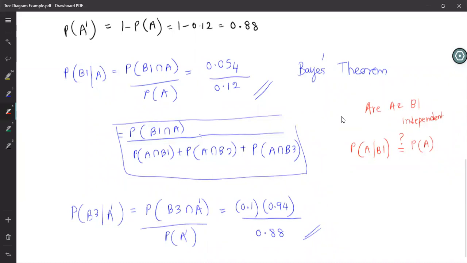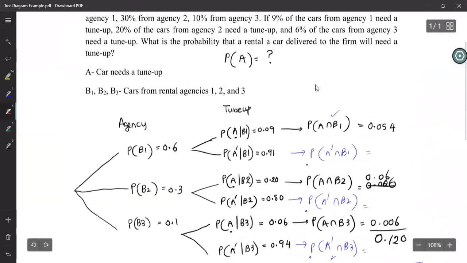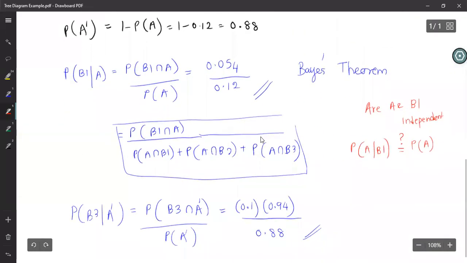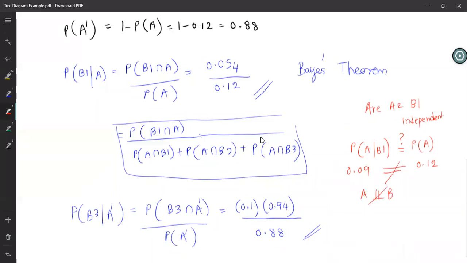The left-hand side is A given B1. What is A given B1? 0.09. What is P(A)? You found it. 0.12. Are they equal? No. So what does that mean? A and B are not independent. Okay?